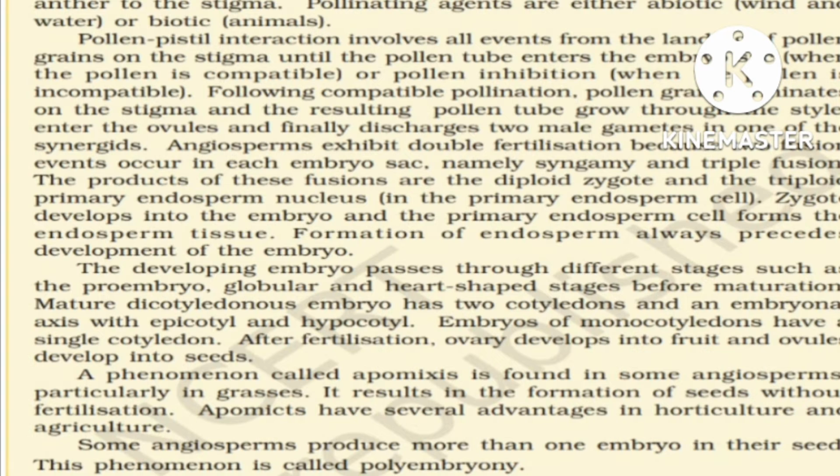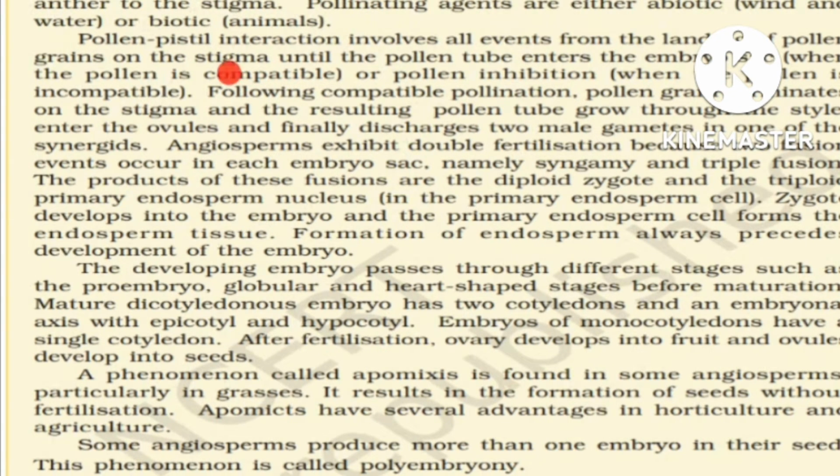Following compatible pollination, the pollen grain germinates on the stigma and the resulting pollen tube grows through the style, enters the ovules and finally discharges two male gametes in one of the synergids. Angiosperms exhibit double fertilization because two fusion events occur in each embryo sac, syngamy and triple fusion. The products of these fusions are the diploid zygote and the triploid primary endosperm nucleus.